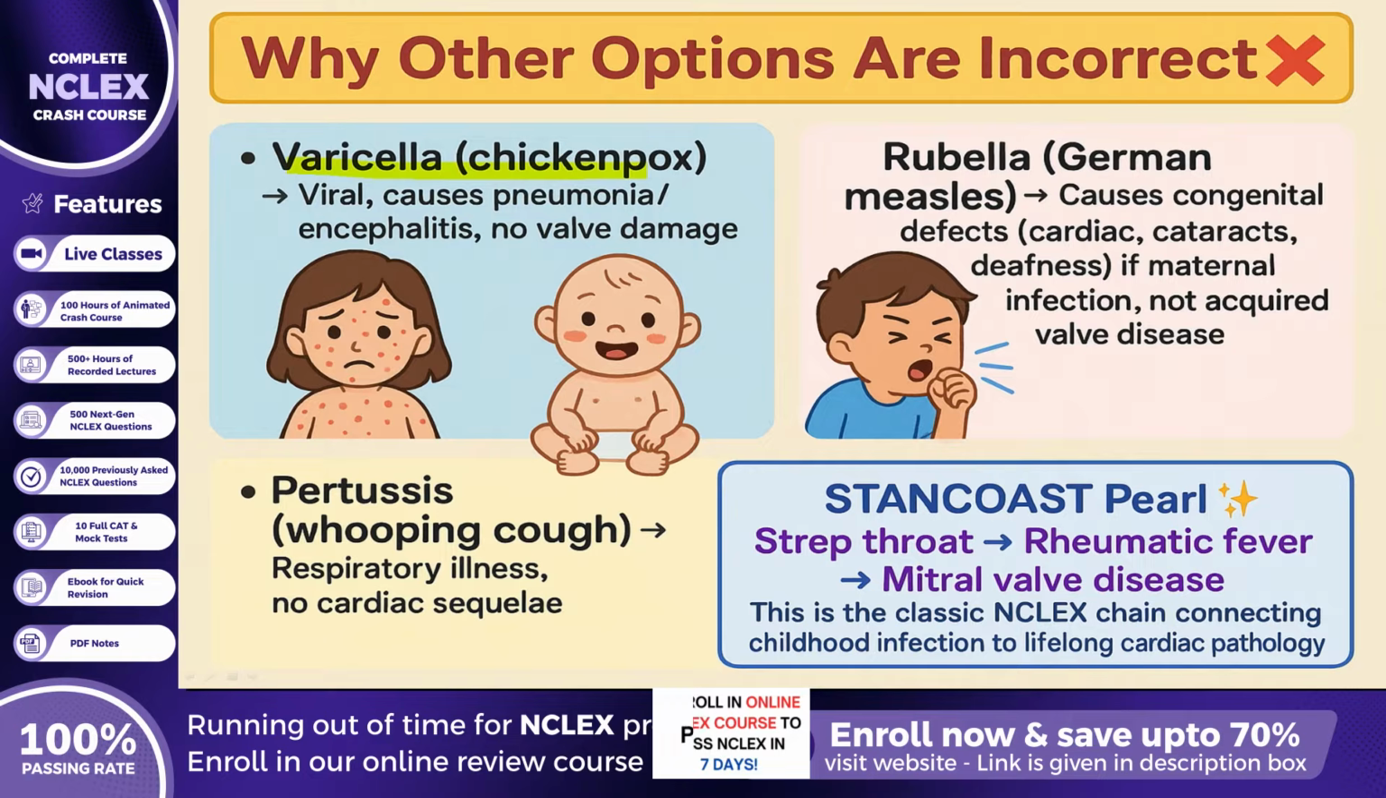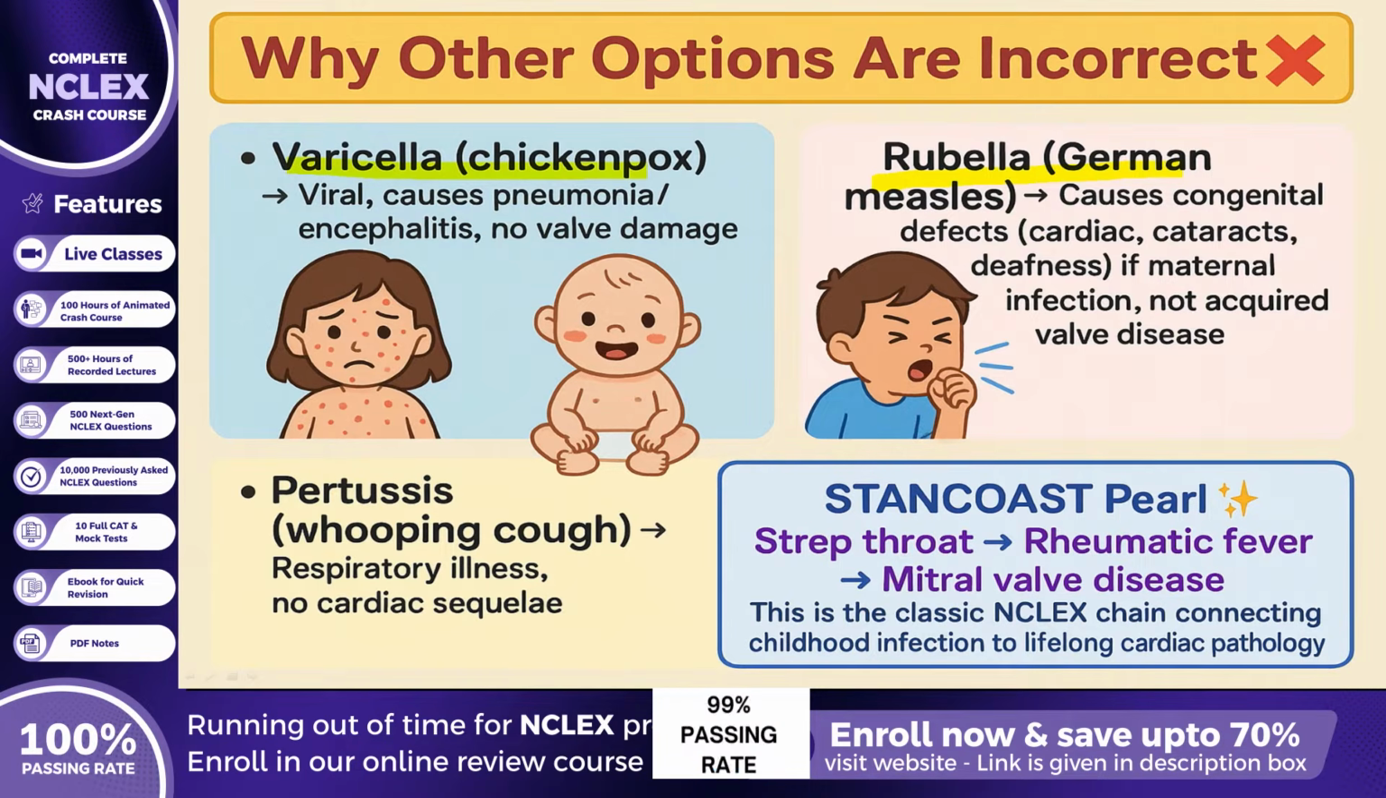Moving on to option B, rubella. This viral infection during pregnancy is a teratogen and may result in congenital rubella syndrome with cardiac defects, cataracts, and hearing loss in newborns. However, it does not cause acquired valve disease later in life, which is the distinction NCLEX wants you to make.